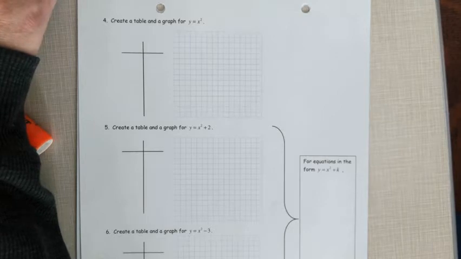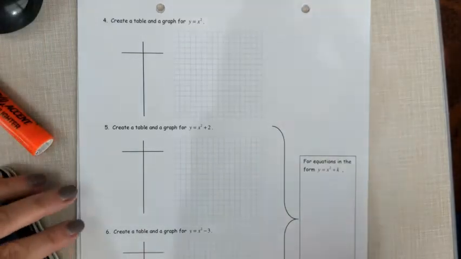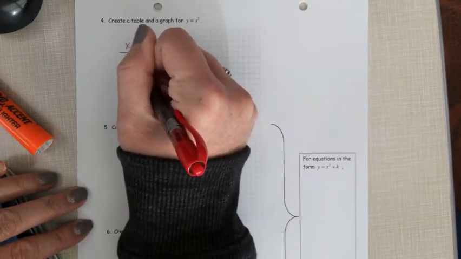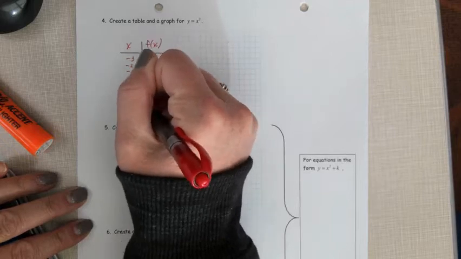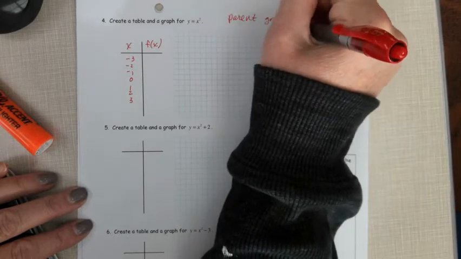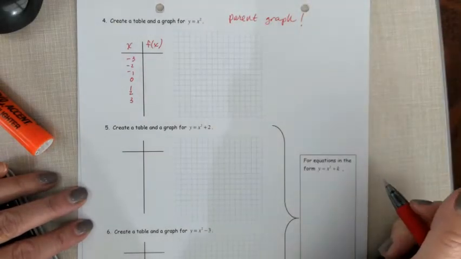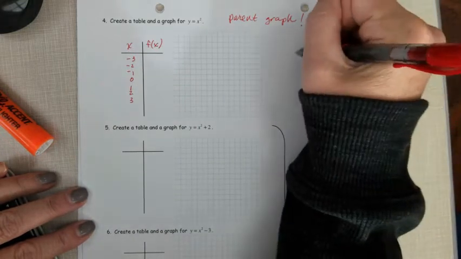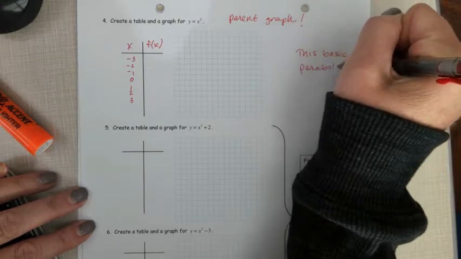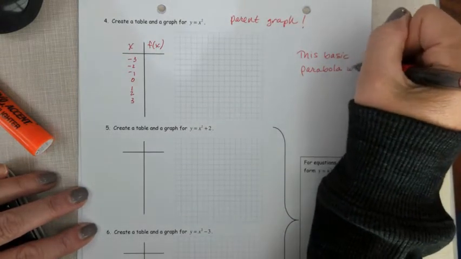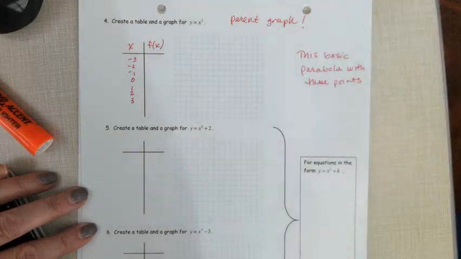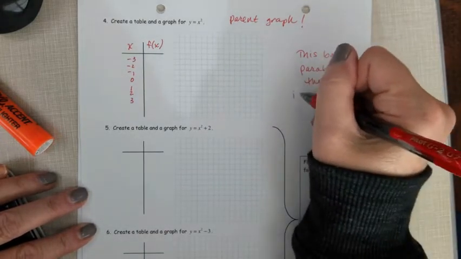All right, so create a table and a graph for y equals x squared. I hope by now that you know that this is the perfect squares. So if I do -3, -2, -1, 0, 1, 2, 3. This is again called the parent graph. All right, this basic parabola, P-A-R-A-B-O-L-A, with these points is very, very, very important.